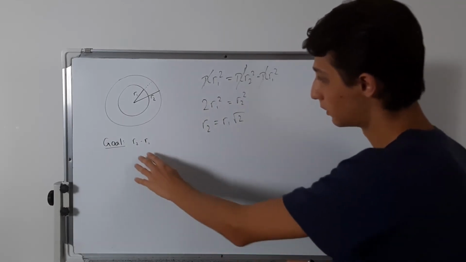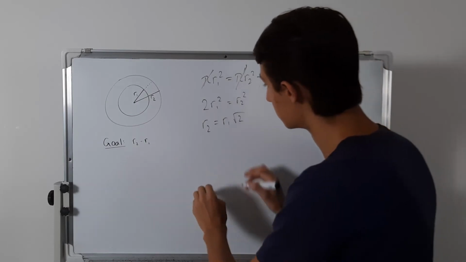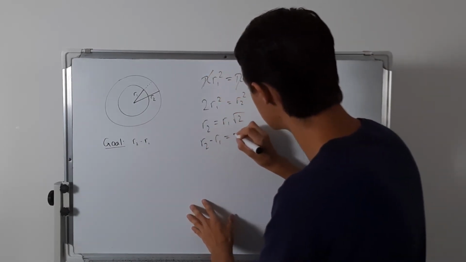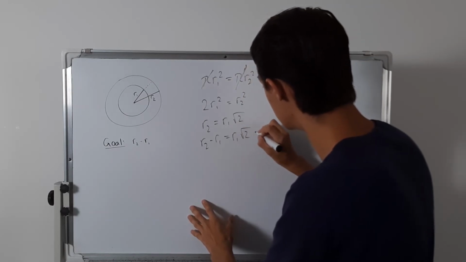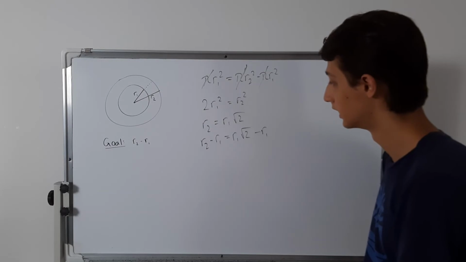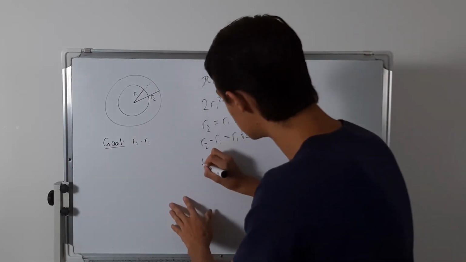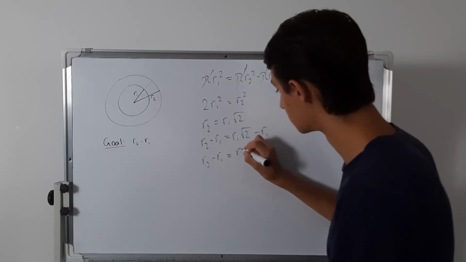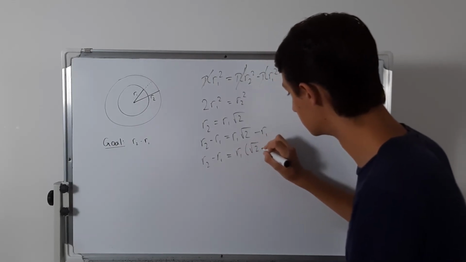And so now all we have to do is subtract r1 from both sides. So we get r2 minus r1 is equal to r1 root 2 minus r1. So I just subtracted r1 on both sides. And from here, all we have to say is just one more step. r2 minus r1 is just r1 times root 2 minus 1.